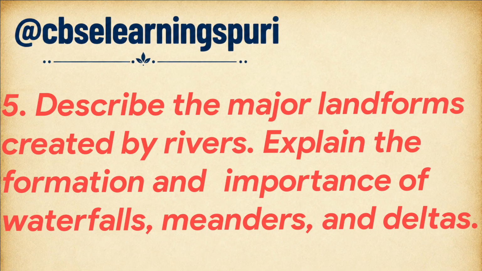Deltas. How they form. A delta is a fan-shaped or triangular area of land found where a river meets a sea, ocean, or lake. When the river reaches the end of its journey, it slows down completely and drops the large amount of sediment, soil, and sand it has been carrying over time. This builds up into new land.